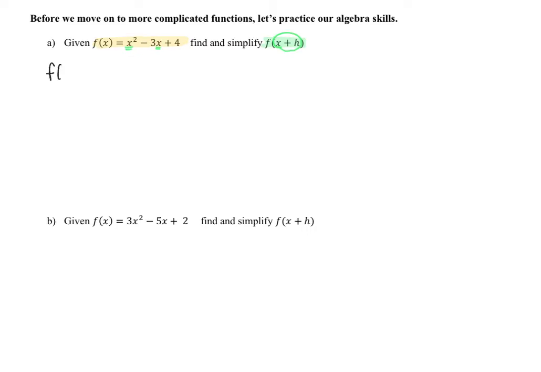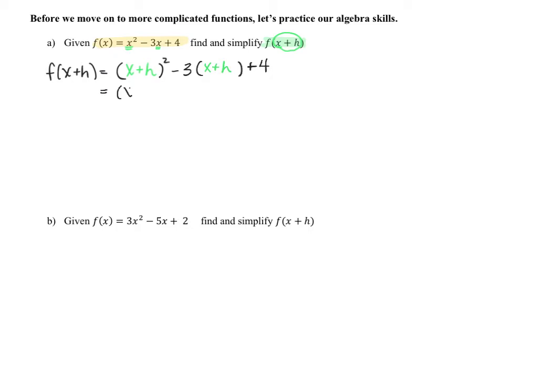So f of x plus h will equal, instead of x squared, we're going to input x plus h for x, minus 3 times, and instead of x, again, we're going to input x plus h. Really important that you remember to put the x plus h in place of every single x in the function, and then plus 4. The rest here we're going to simplify.